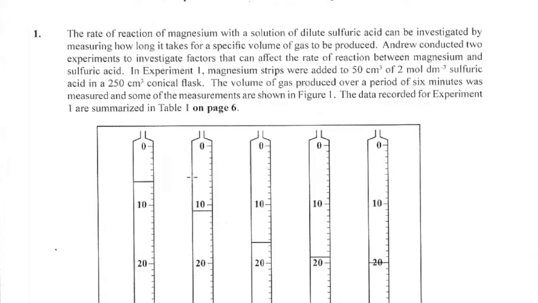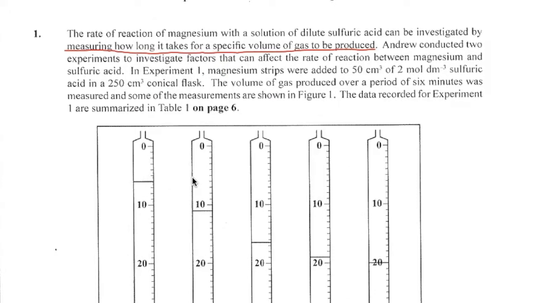The rate of reaction of magnesium with a solution of dilute sulfuric acid can be investigated by measuring how long it takes for a specific volume of gas to be produced. Whenever we're talking about how long, we're talking about time: how long it takes a certain amount of a substance to be produced. It could also be how long it takes a certain amount of substance to be used up. So therein lies our answer.